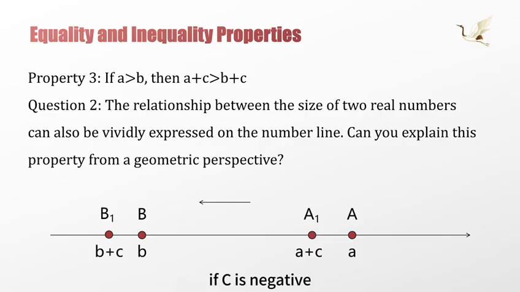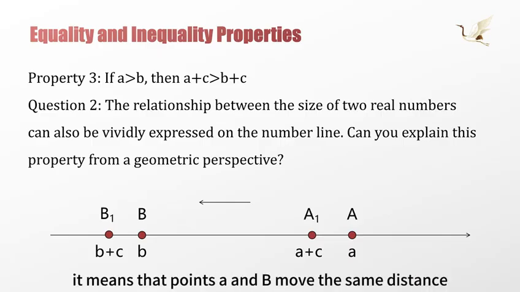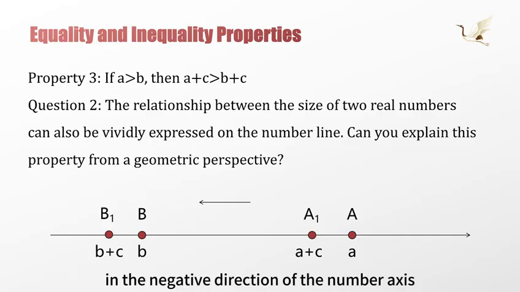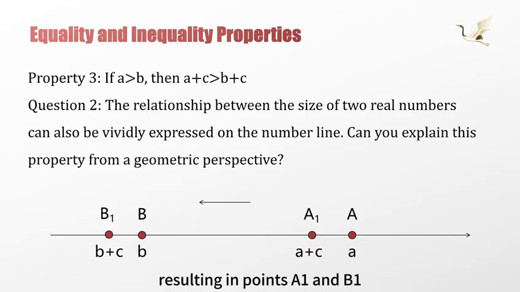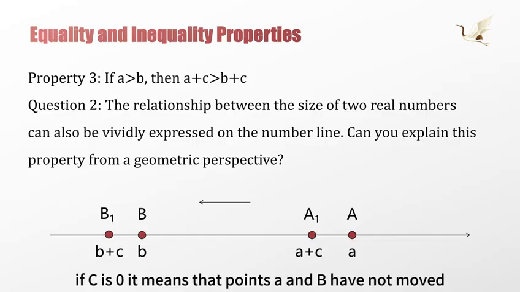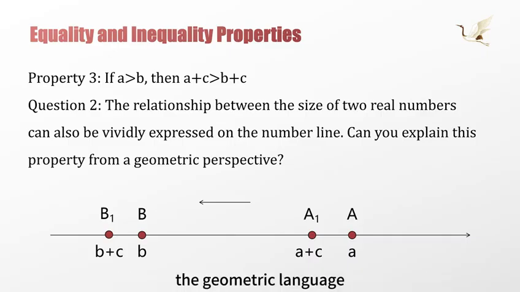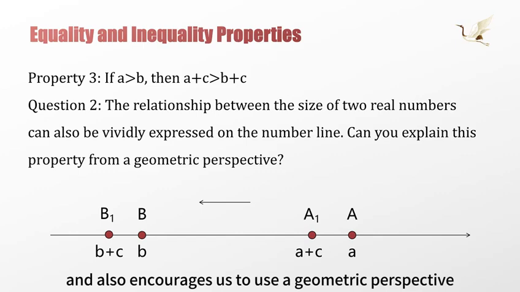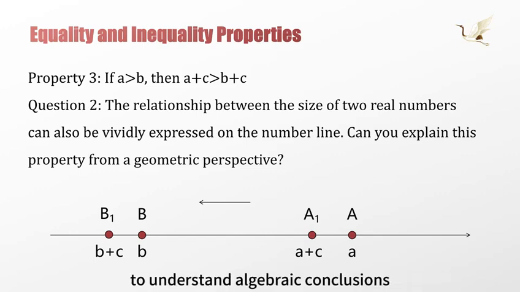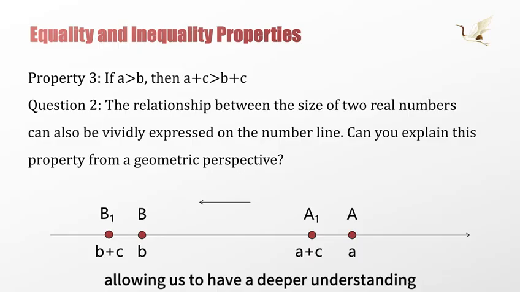If c is negative, it means that points A and B move the same distance in the negative direction of the number axis, resulting in points A1 and B1. We can also see from the figure that the relative positions of A and B, as well as A1 and B1, have not changed. If c is 0, it means that points A and B have not moved, and their size relationship remains unchanged. The geometric language allows us to understand this property very intuitively, and also encourages us to use a geometric perspective to understand algebraic conclusions, allowing us to have a deeper understanding of new knowledge.